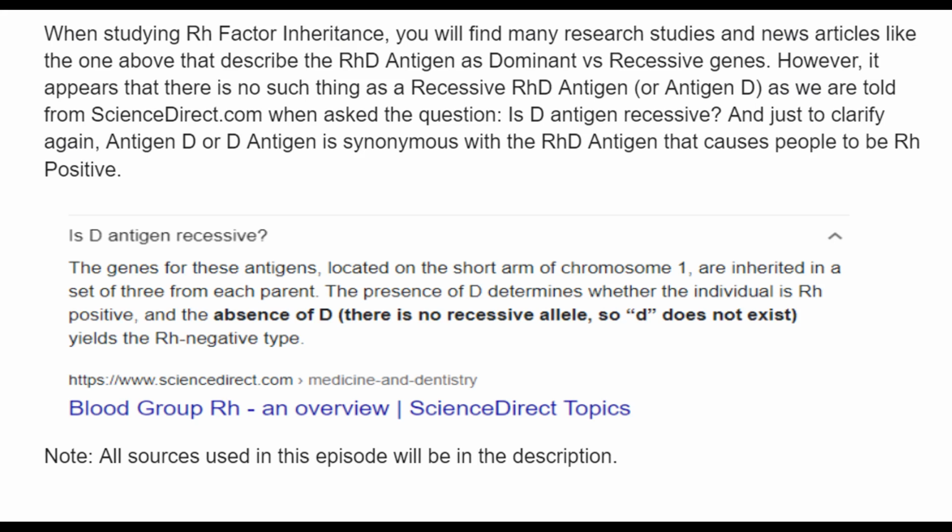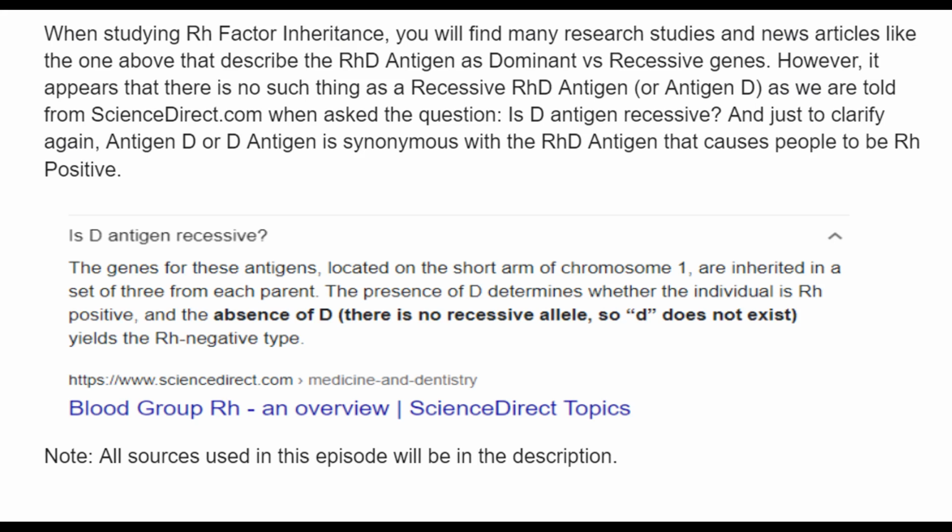When studying Rh factor inheritance, you will find many research studies and news articles like the one above that describe the Rhd antigen as dominant versus recessive genes. However, it appears that there is no such thing as a recessive Rhd antigen or antigen D, as we are told from ScienceDirect.com when asked the question, is D antigen recessive? And just to clarify again, antigen D or D antigen is synonymous, meaning the same thing, with the Rhd antigen that causes people to be Rh positive.